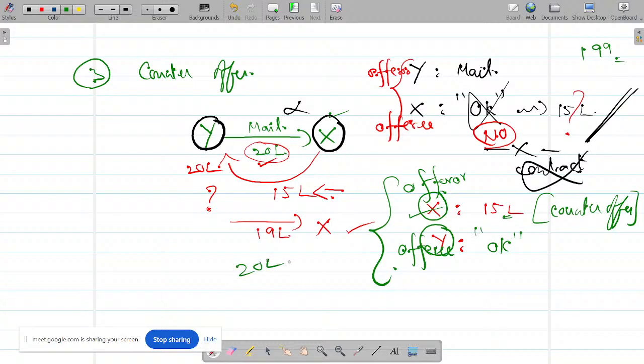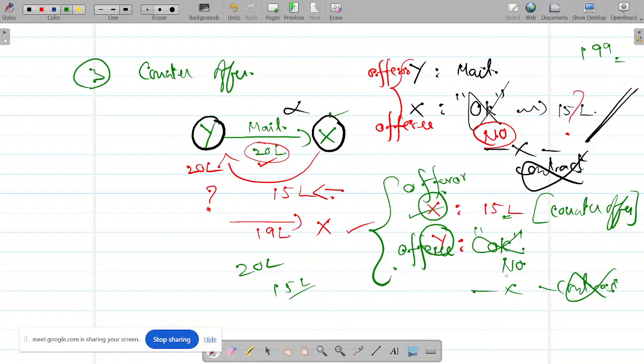The car is 20 lakh rupees. He is asking for a 25% discount, 15 lakhs. How can I sell it? He says, no, I'm not going to sell it. He's not saying okay, which means it can never end in a contract.